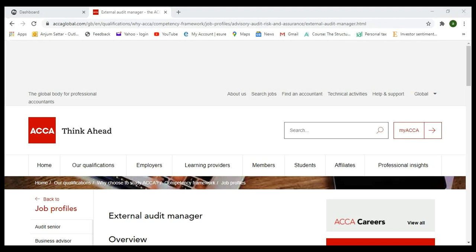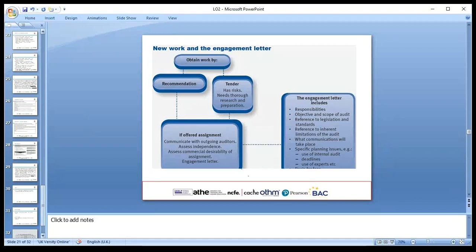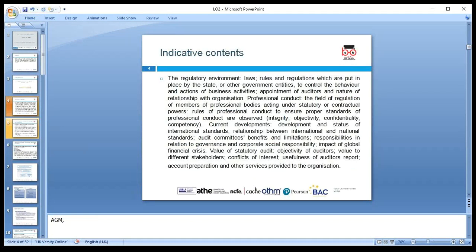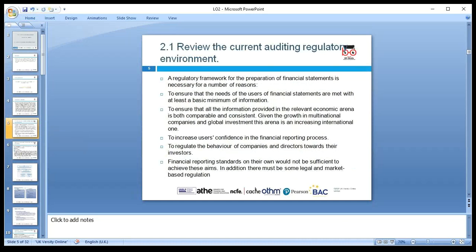Raman will send you the email as well, because I already sent all the handouts, and I will upload them too. Okay, next in today's lesson, first off, we have the 2.1 assessment criteria.